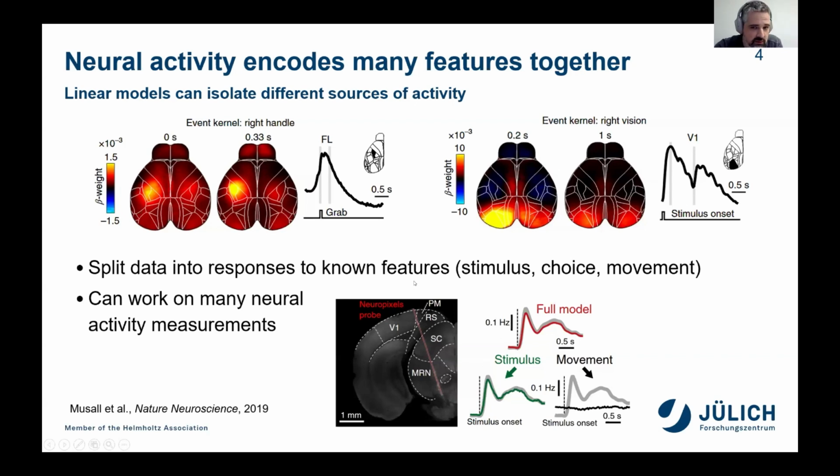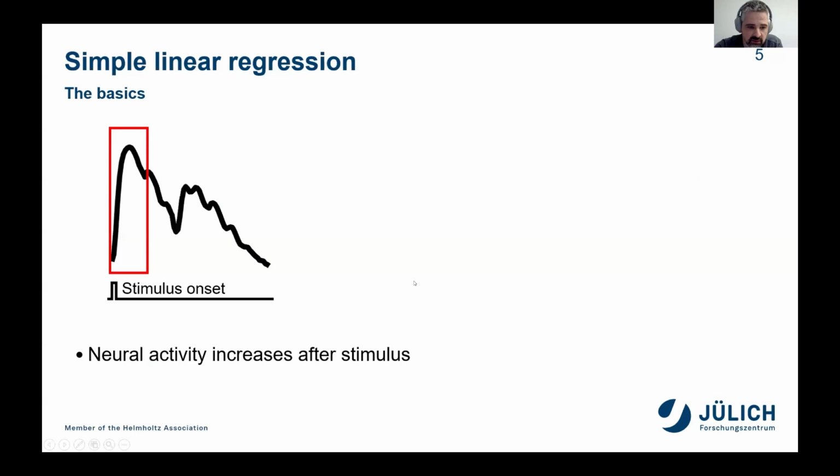Okay, but how do we get to doing that kind of splitting into different features? When you think of the neural responses, like in a trial average, for example, you could do a PSTH of a neuron, and you can look at its response to a stimulus. And you can see here that if you average the activity in response to the stimulus, you would see this clear increase.